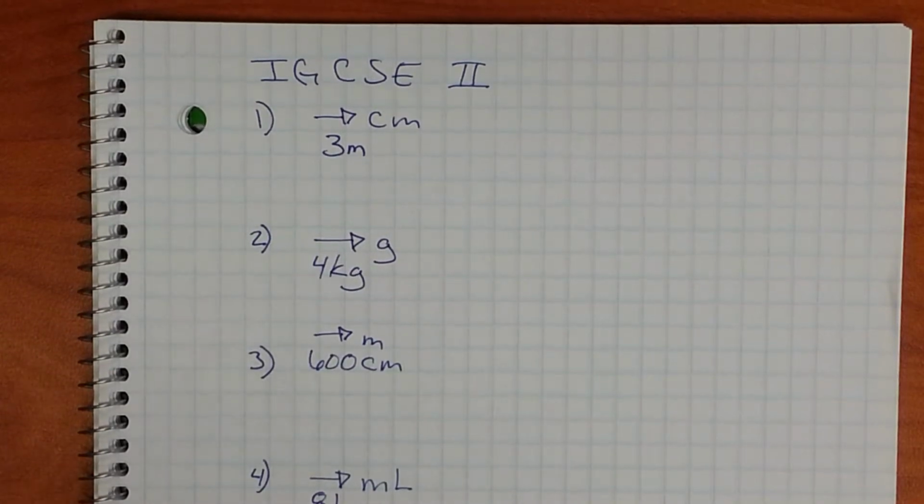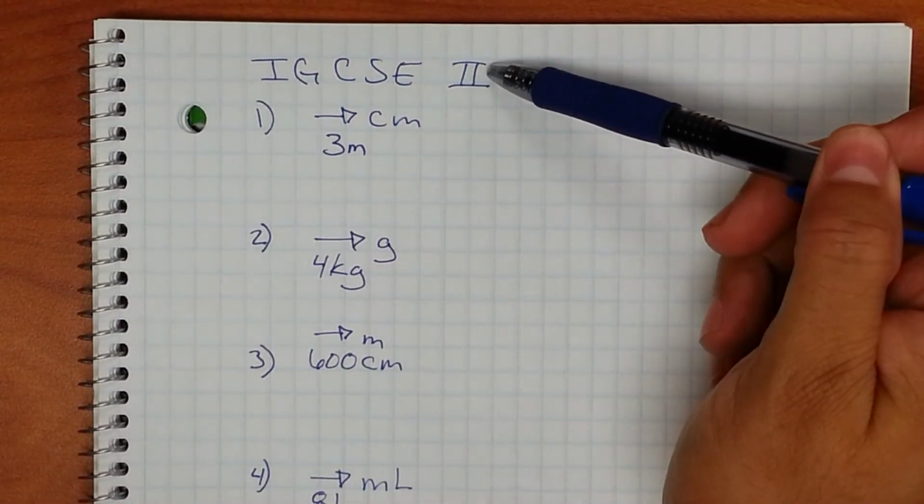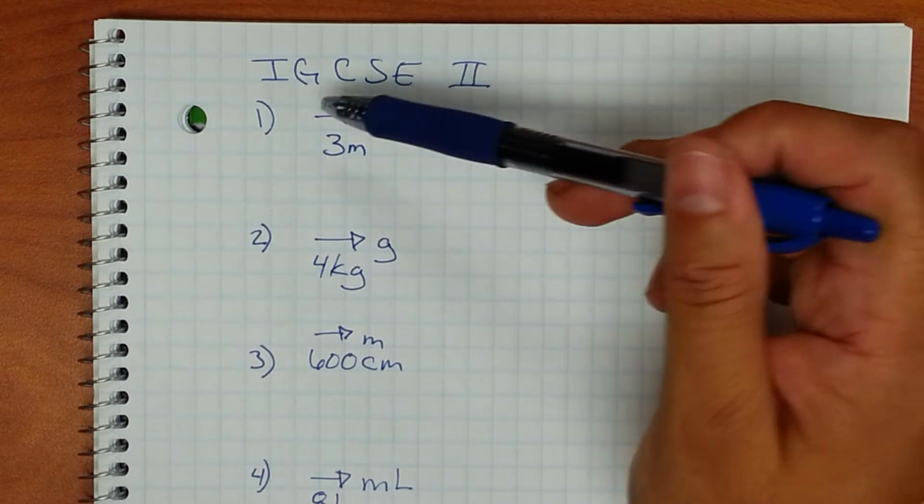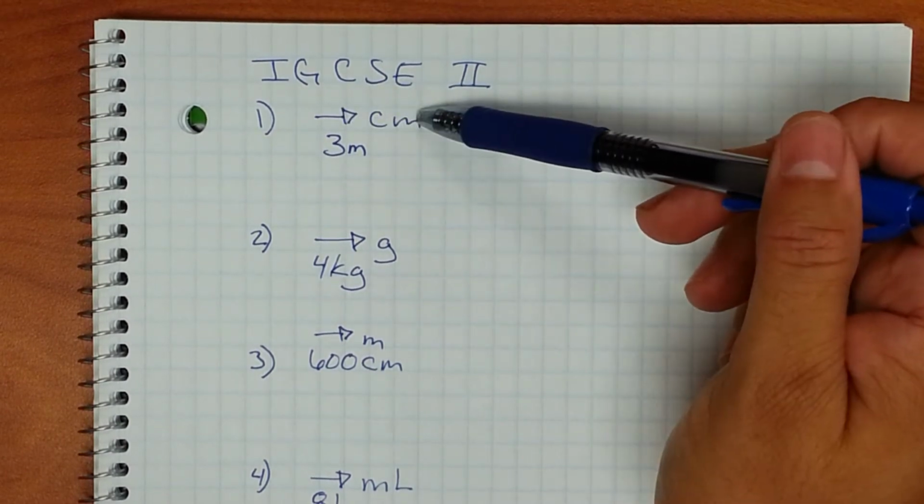Alright, this is the problem set for IGZY 2. We're doing unit conversions. Now on the unit conversions I did some abbreviation. The arrow means we're converting it to. So on number 1 we're converting 2 centimeters.